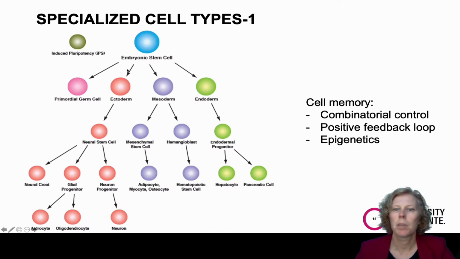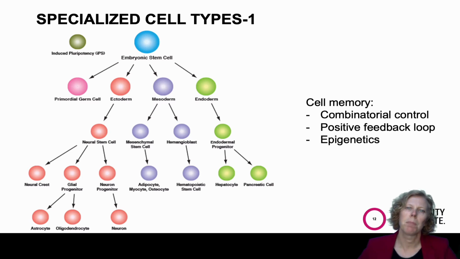Once a cell becomes committed to a specific cell type, the choice in cell fate needs to be maintained through subsequent cell divisions, indicating that changes in gene transcription must be remembered by the cell. This so-called cell memory is maintained by combinatorial control, positive feedback loops from transcription factors, and epigenetic inheritance, for example, DNA methylation. Let's look at those processes in more detail.